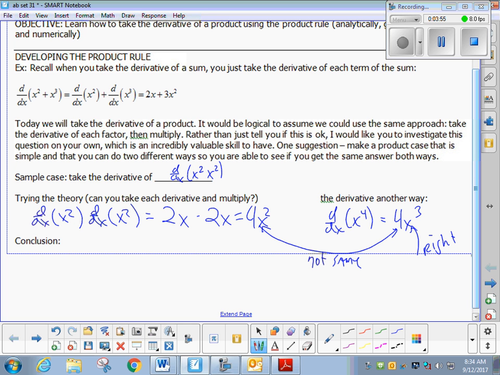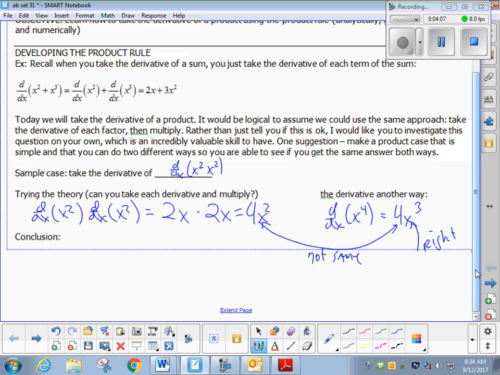I had a kid last year that was still trying to do that, not in September, this is September, but in the second semester sometime, February, he still didn't understand the product rule. It was really frustrating. So the conclusion is no, do not take the derivative of each piece and multiply.